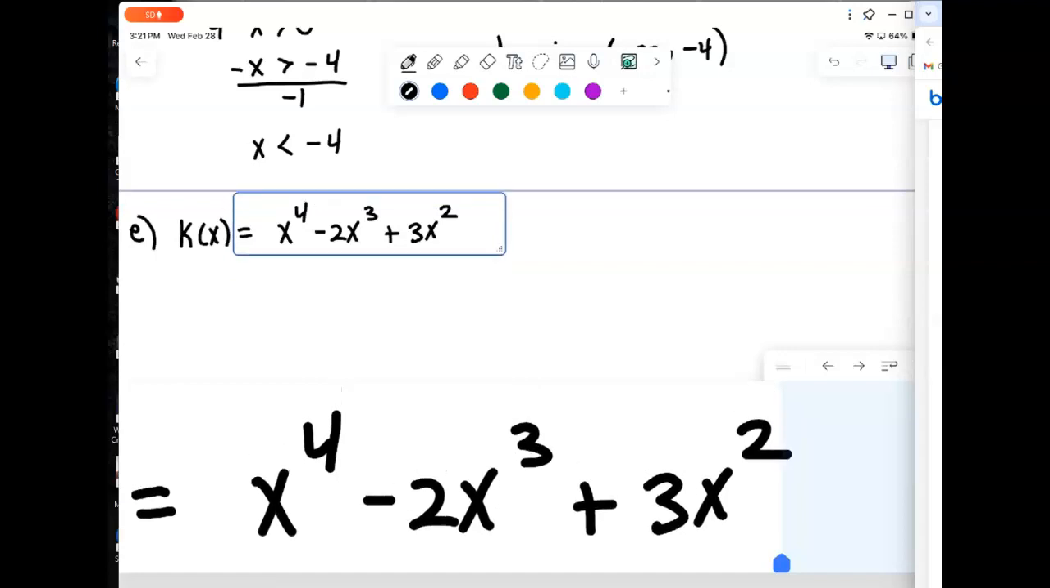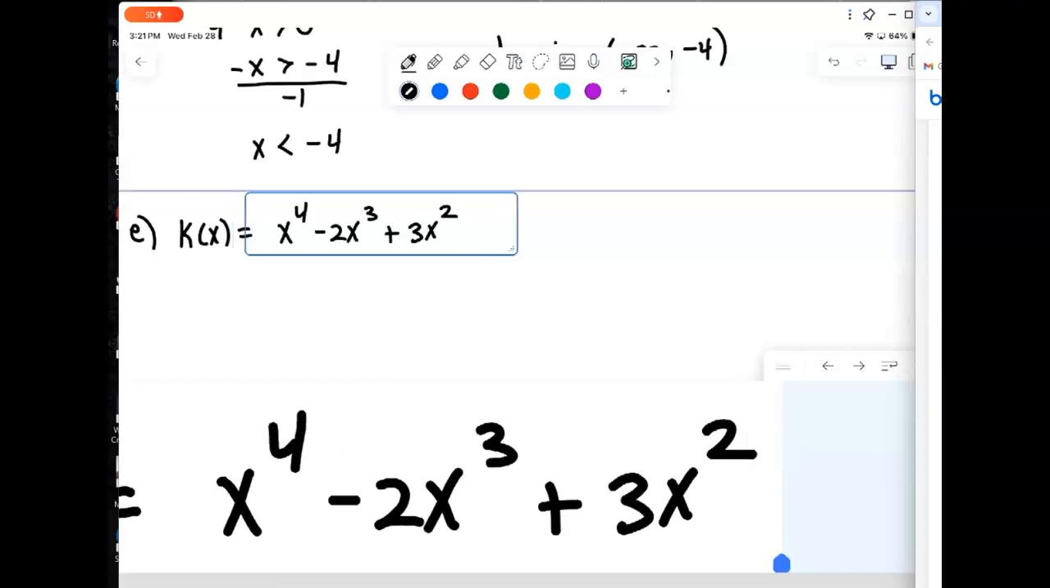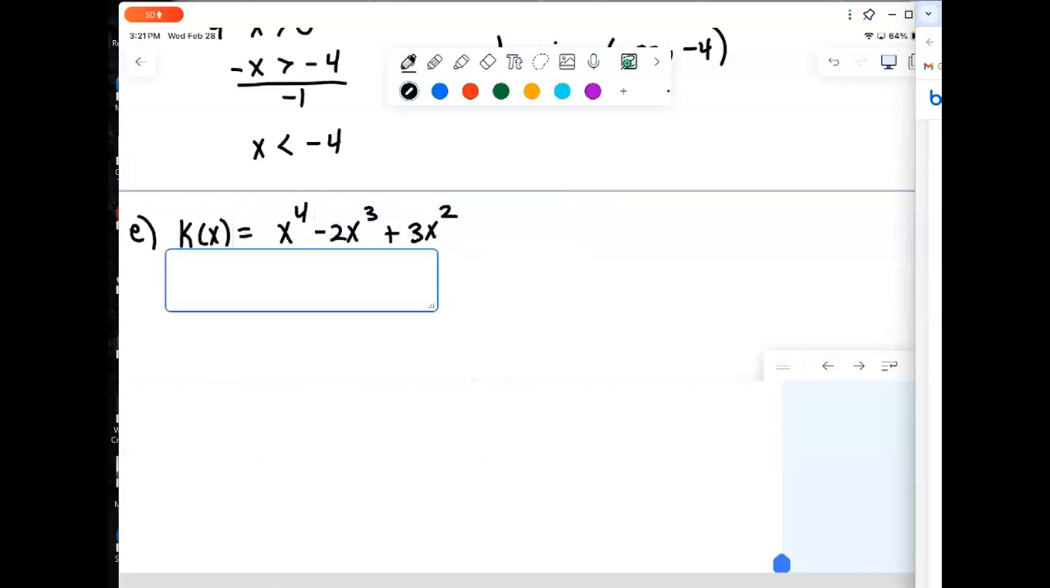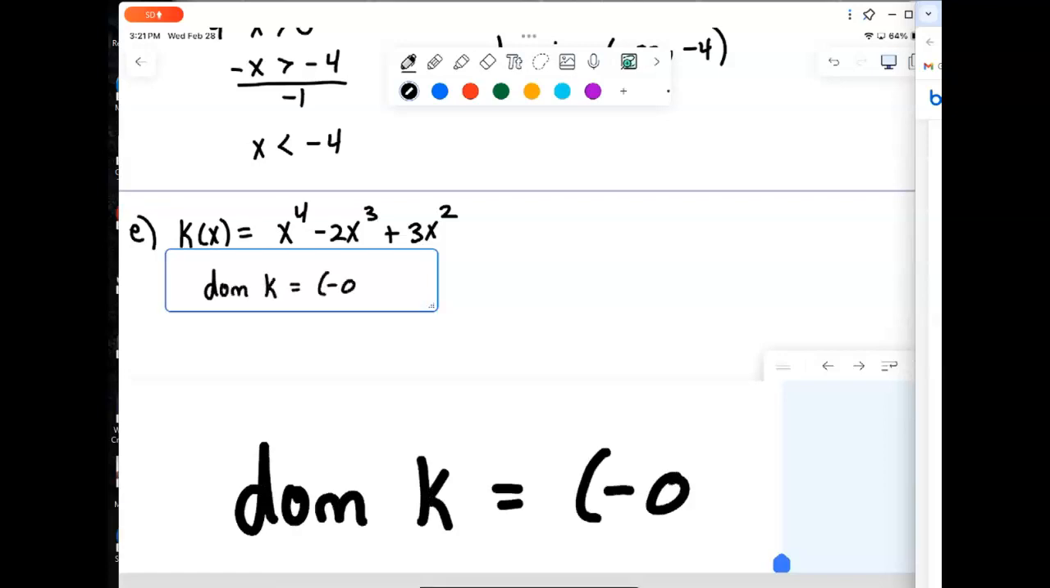Well, we go through our checklist. Do we have a denominator? Nope. So there's no solving anything equal to 0 here. Do we have an even root? Nope. So there is no solving an inequality. Since we don't have either of those, we know that the domain of this thing is all real numbers. So we just write that out.